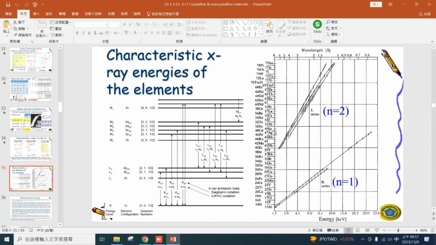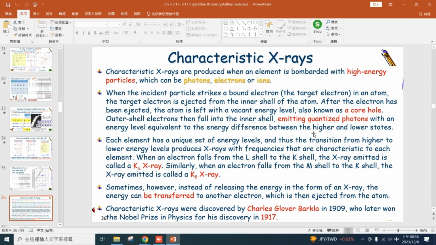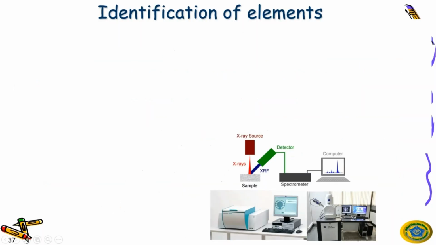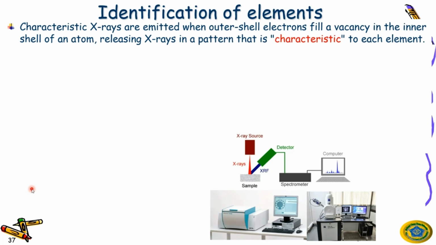So it depends on the energy and the elements, or we can say the atomic number, right? You can get this kind of series. So please read about the characteristic X-ray here by yourself. Because we understand the element can be identified by X-ray. So nowadays there are many modern technologies that can find out the elements you use or want to observe. The characteristic X-rays are emitted when outer shell electrons fill a vacancy in the inner shells of an atom, releasing X-rays in a pattern that is characteristic to each element.